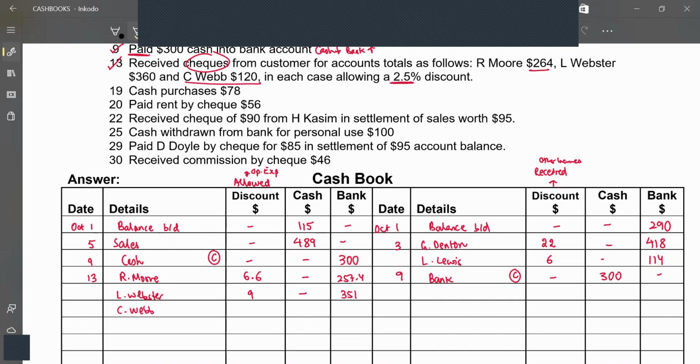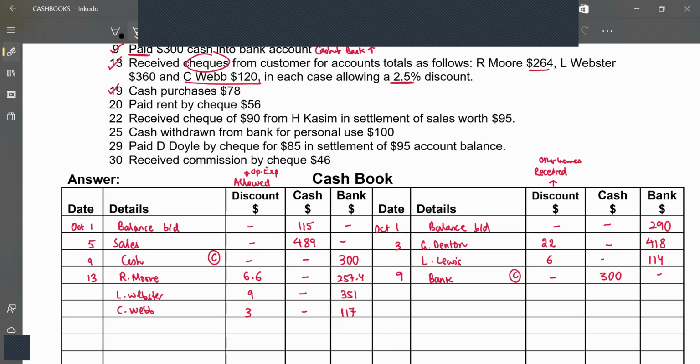The third person you have is CWeb. CWeb, because there's money coming in, it's on the debit side. $120, but you're giving him a 2.5% discount. That makes it $3. The amount of money received is not 120, it's $3 lesser than $120, right?